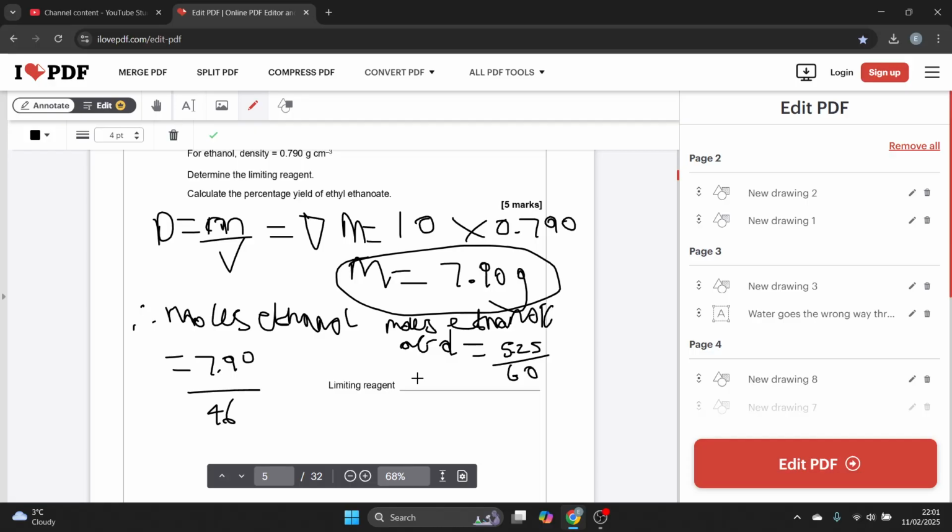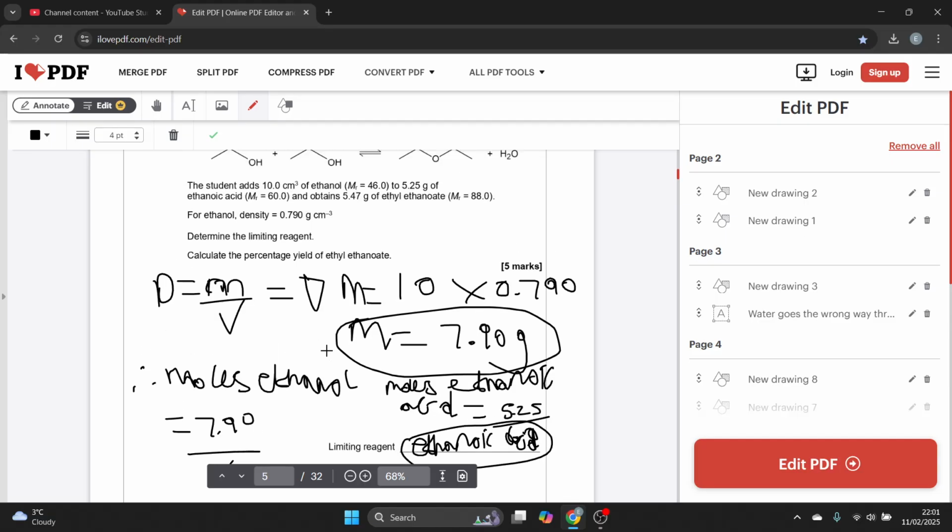So the limiting reagent is the ethanoic acid, since that's got fewer moles. Moles of ethanoic acid 0.0875, moles of ethanol 0.172. So ethanoic acid is the limiting reagent.